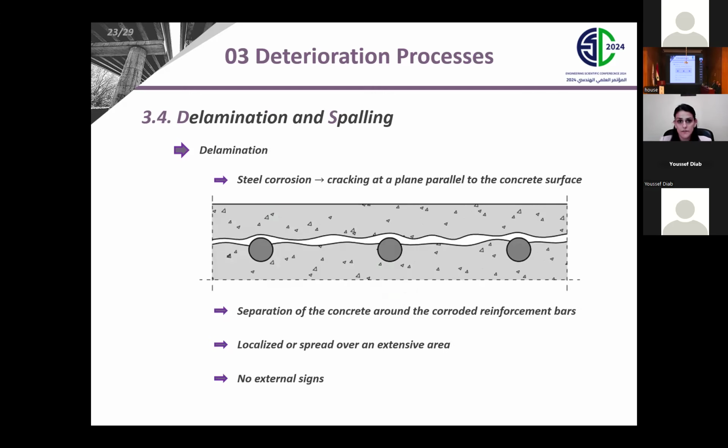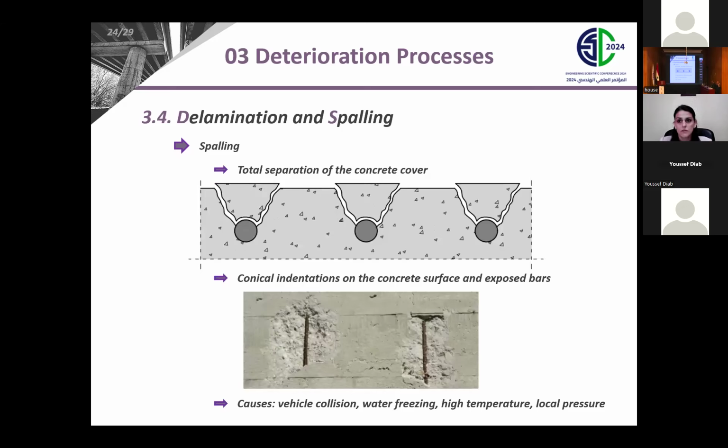Next, we have delamination and spalling. Delamination is cracking at a plane parallel to the concrete surface near the outermost reinforcement bars. It is a direct consequence of the steel corrosion. If the corrosion process is not terminated and it continues to progress, eventually spalling occurs.